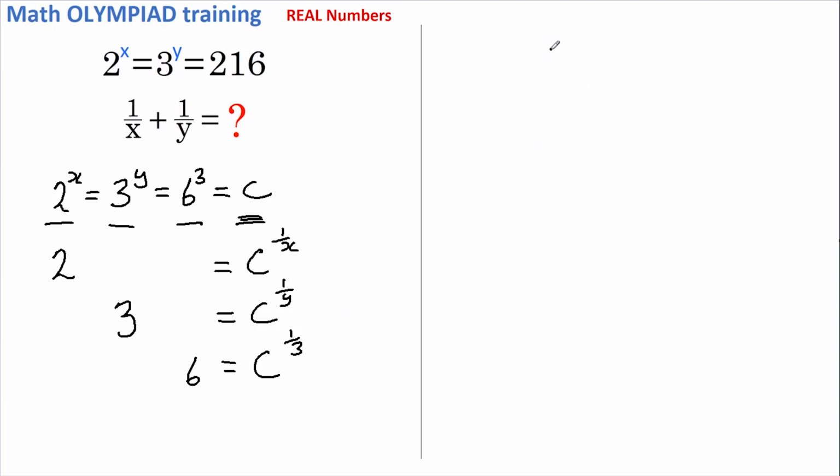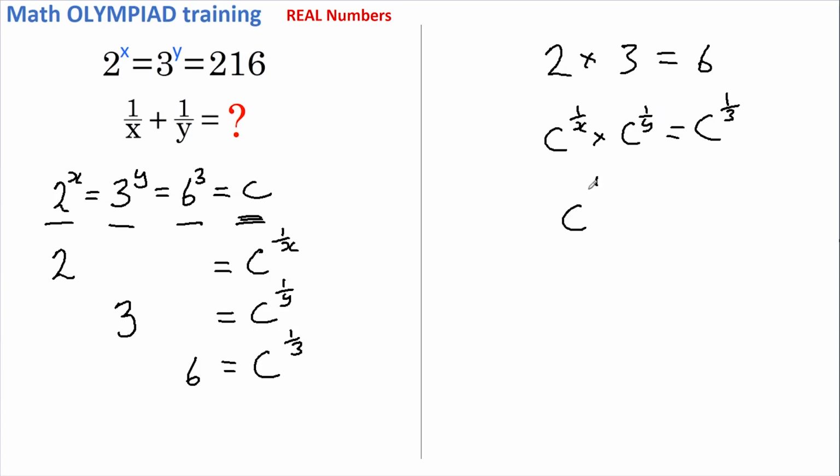Now, 2 times 3 equals 6. Therefore, c to the 1 over x multiplied by c to the 1 over y equals c to the 1 over 3. When we multiply the same number raised to different powers, we can just add the powers. So this becomes c to the power of 1 over x plus 1 over y equals c to the third.